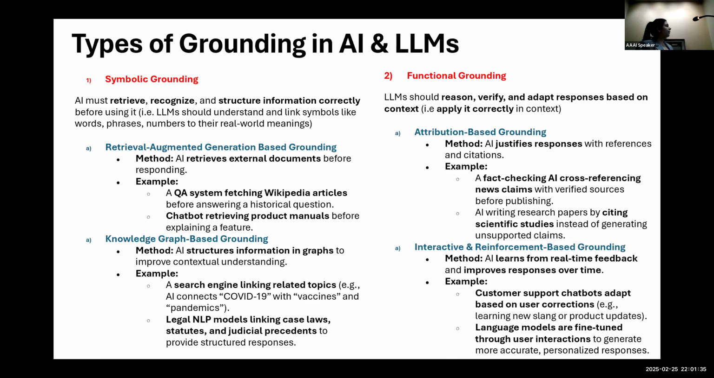Now, how we can do this type of grounding is in two ways. We discussed in our earlier talk symbolic grounding and functional grounding. Symbolic grounding must retrieve, recognize, and structure the information correctly before using that grounding, and we can do it in two ways: retrieval augmented generation and knowledge graph based grounding. Another one is functional grounding. Functional grounding should reason, verify, and adapt responses according to the context, and we can do it by attribution-based grounding and interactive and reinforcement-based grounding.